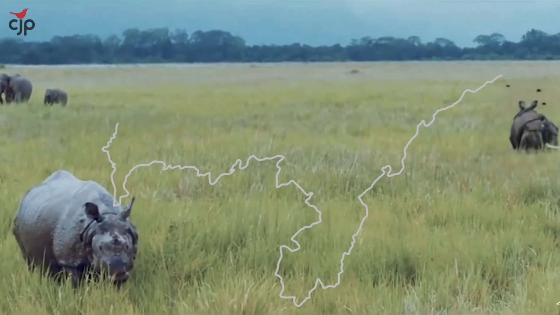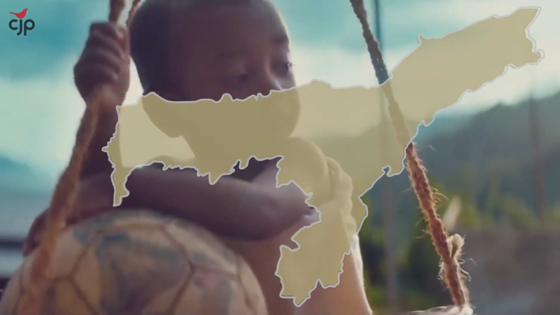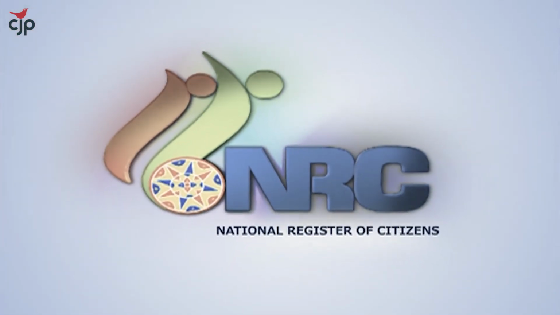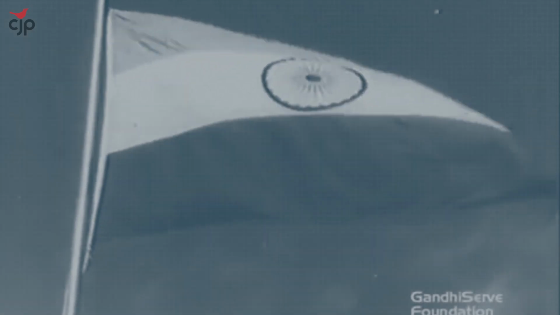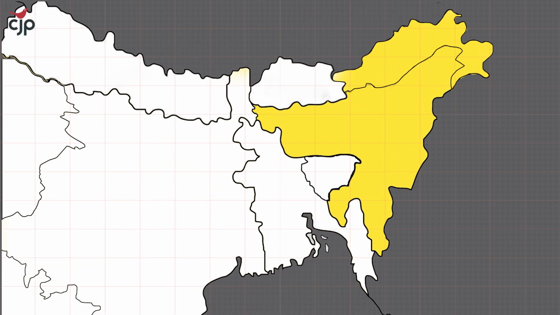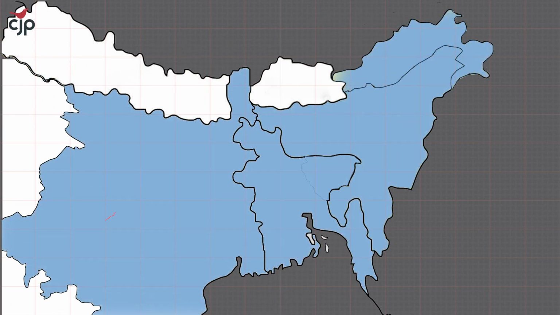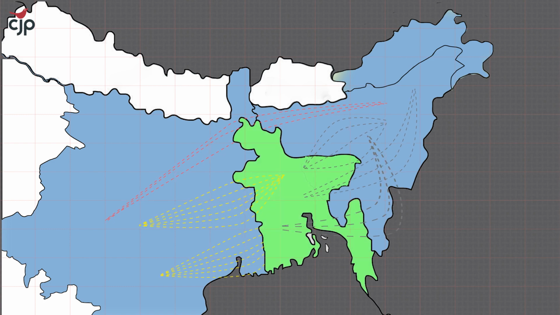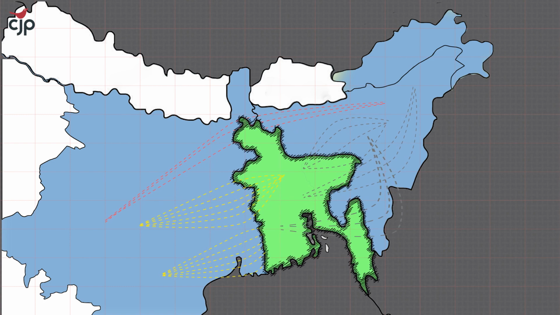Assam has a register containing the names of Indian citizens in the state. It is called the National Register of Citizens, or the NRC. The register was prepared for the first time in 1951, soon after independence. This is how the map of Assam has changed since the British era. This entire region was one country before independence. Aided by the colonial government, people moved freely across the region before the idea of borders came into place.